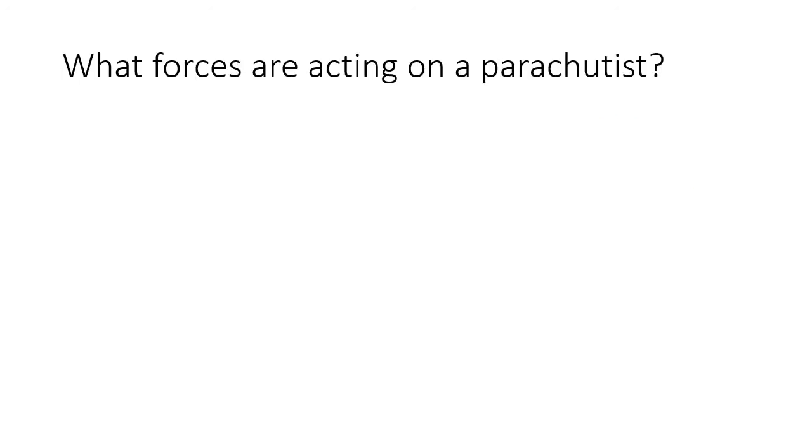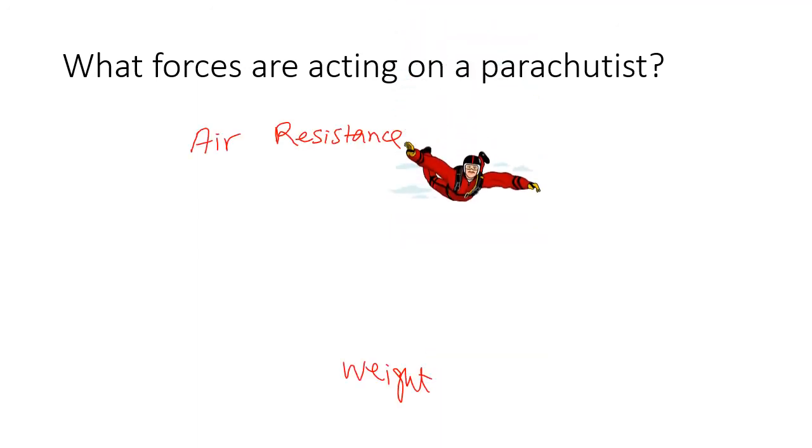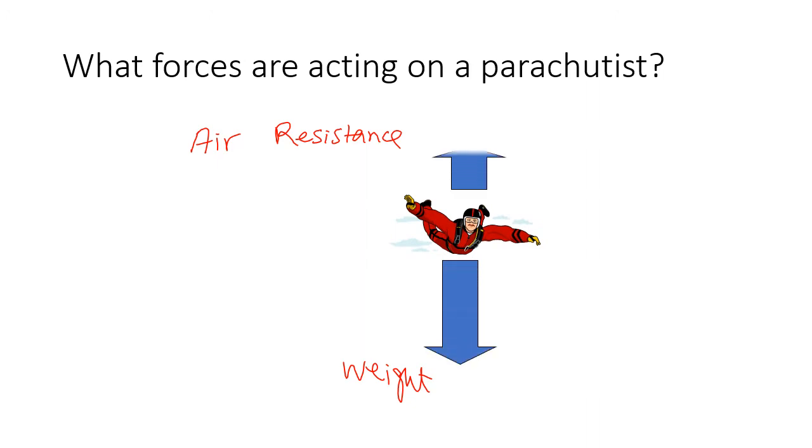Okay, so what forces are acting on a parachutist? When a person is skydiving, his weight is acting downward and air resistance is acting upward. When he jumps, the downward force is bigger than the upward force, so the velocity will be higher.